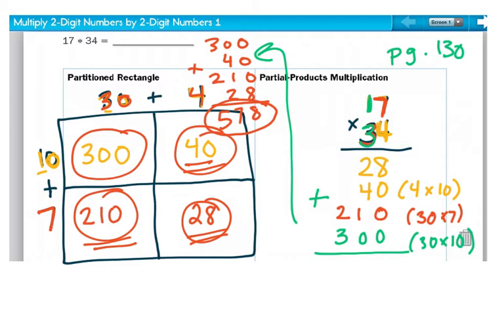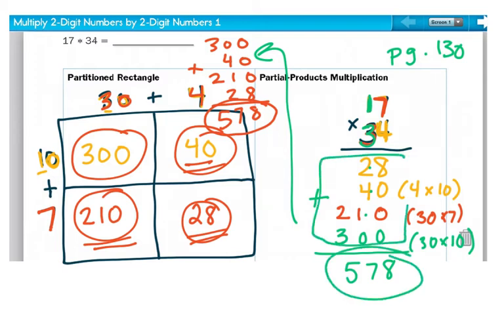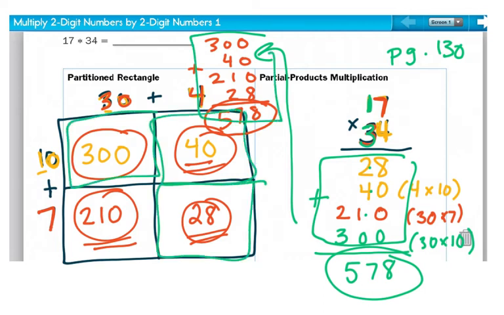You're going to go ahead and add: 8 plus 0 plus 0 plus 0 is 8. 2 plus 4 is 6, plus 1 is 7, and 2 plus 3 is 5. So what you're basically doing is taking this step, what you're doing right here, you're just cutting out these individual little steps with the boxes.